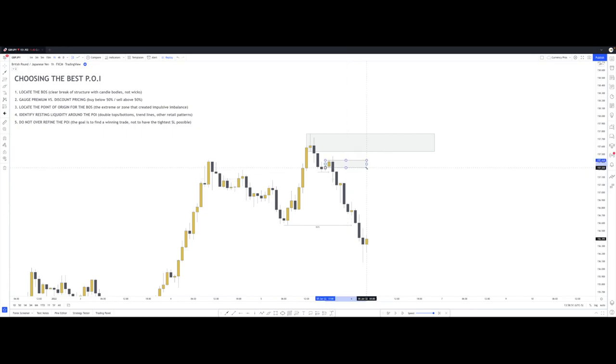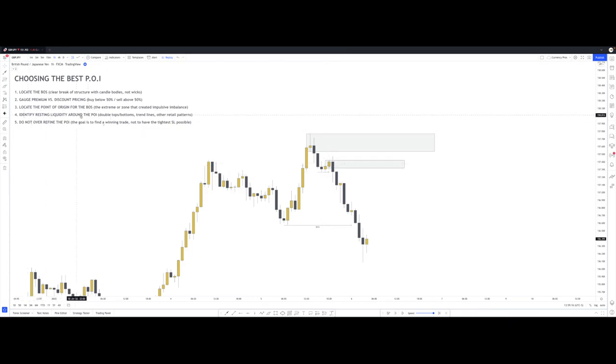So we know that this point of interest is within premium pricing, so that checks one off the list. We know that it's the point of origin for the break of structure. Although this is the extreme up here, this caused a minor break of structure as well as the overall break of structure, so that adds validity to this point of interest as well.